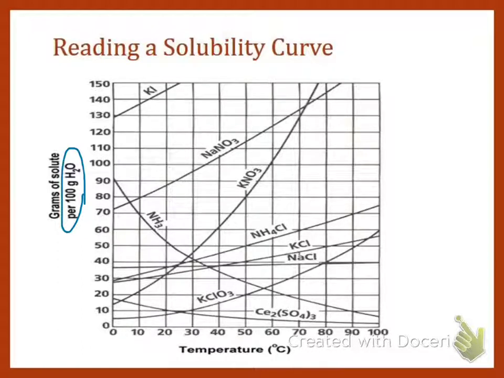So if I was looking at this and said, okay, at 40 degrees, how much sodium nitrate could I dissolve? What would you tell me? About 105 right here, right? About 105, okay? So that would be its saturation point. 105 grams of sodium nitrate and 100 grams of water is a saturated solution. When you're on the line, it's saturated. That's the maximum amount. Okay?